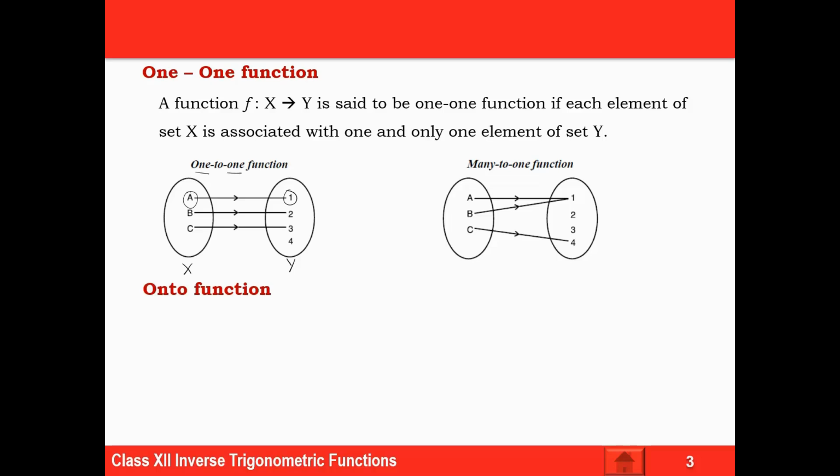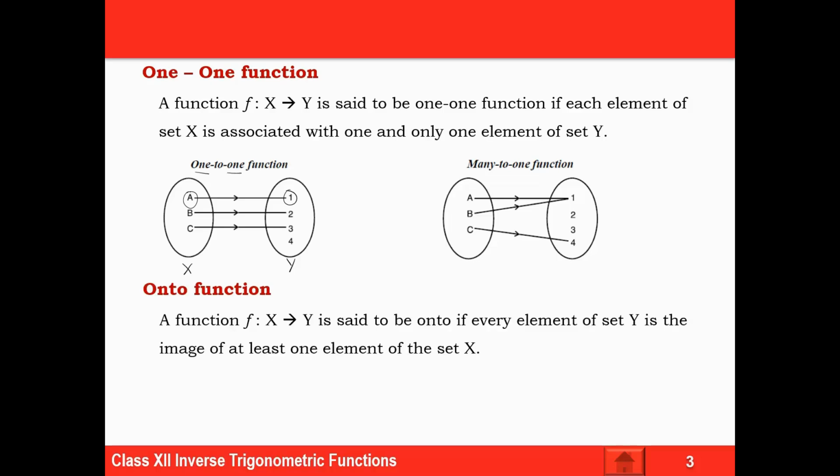so a function to be invertible should be one-one and onto also. Now what is an onto function? A function f from x to y is said to be onto if every element of set y is the image of at least one element of set x. That means there is no element in set y which is not associated with an element of set x. Here in this case 4 is not associated with any element in set x, so it is not onto. Similarly in this case 2 and 3 have no pre-images in set x, so it is not onto.